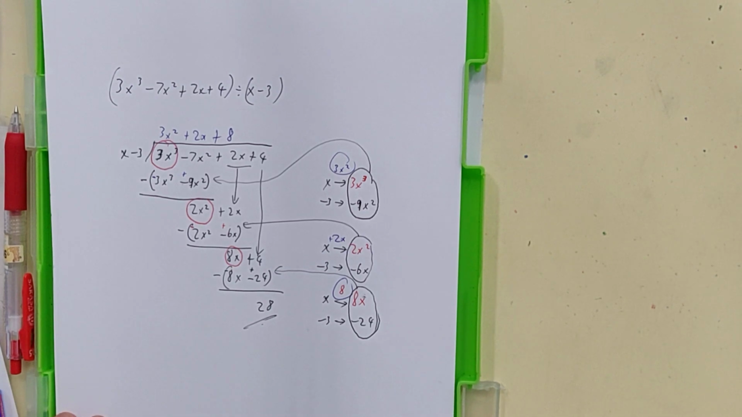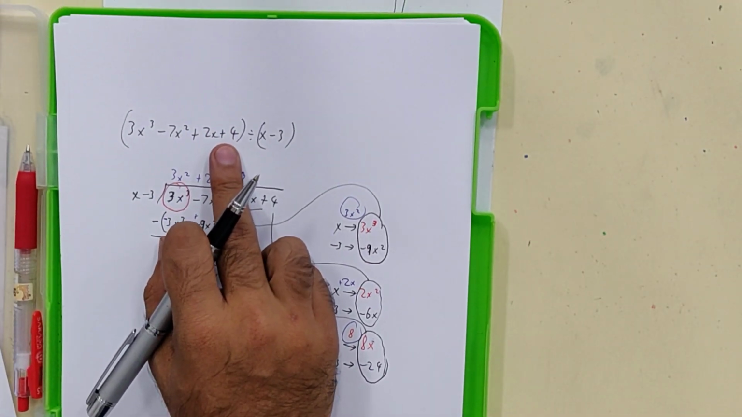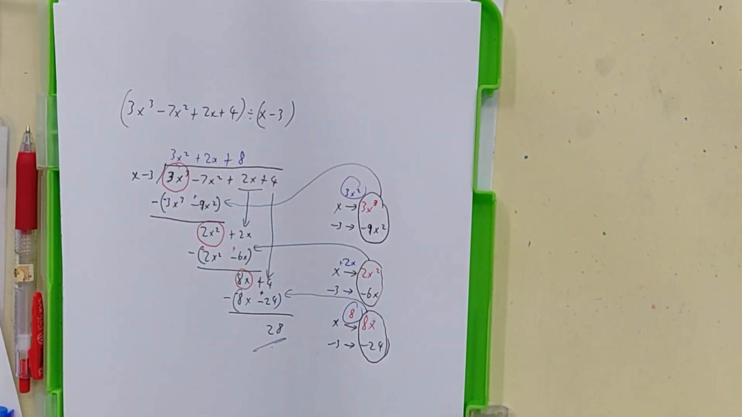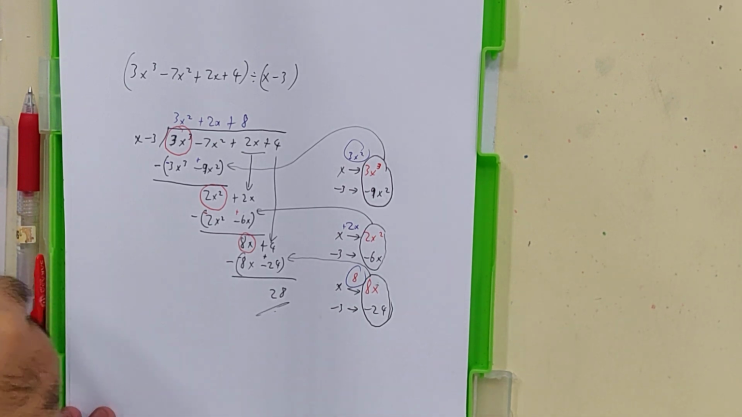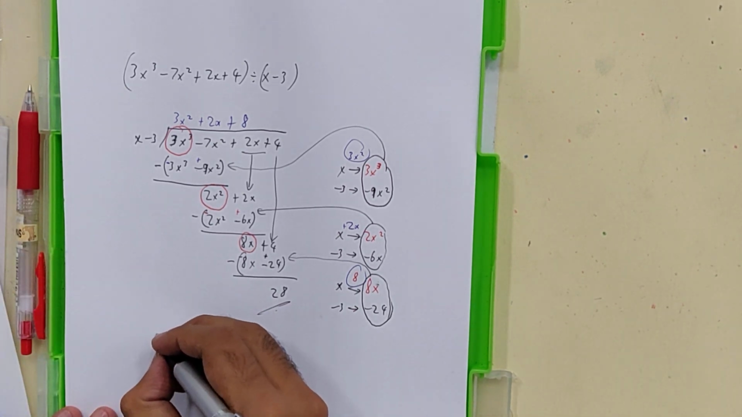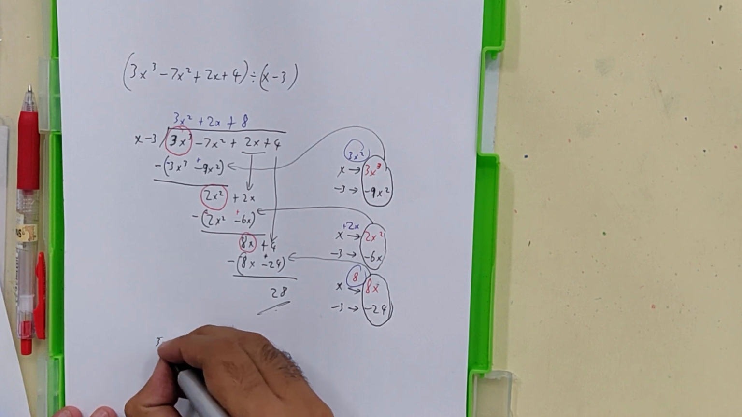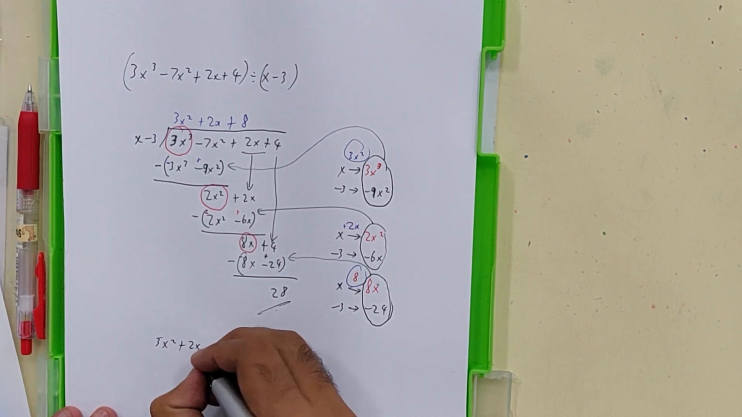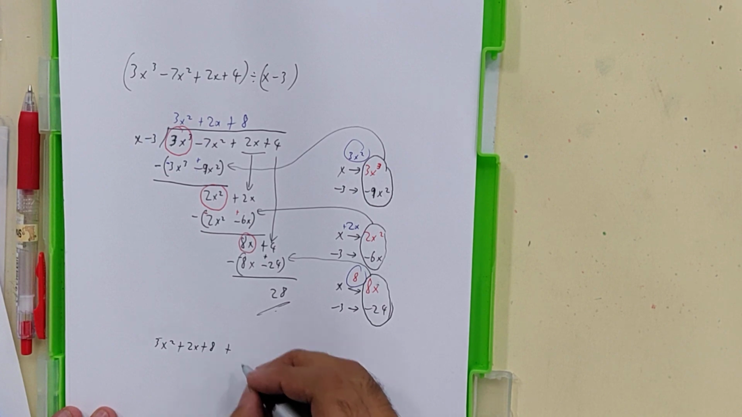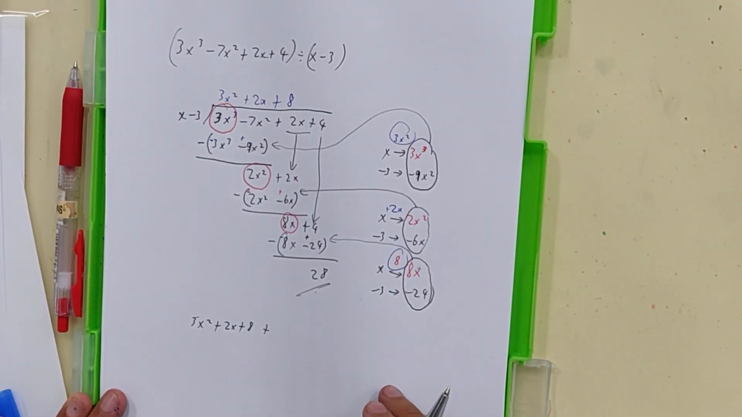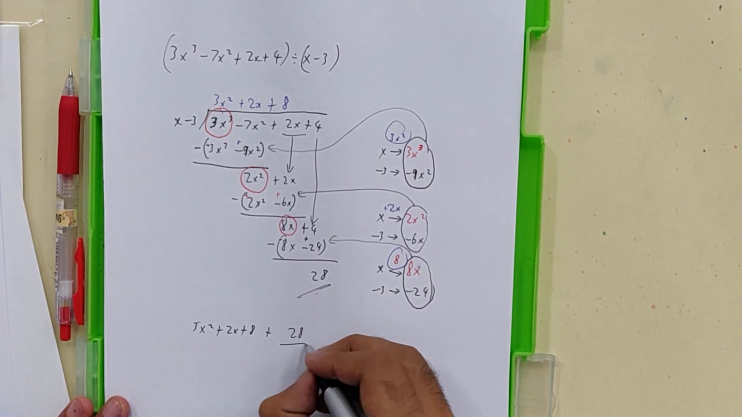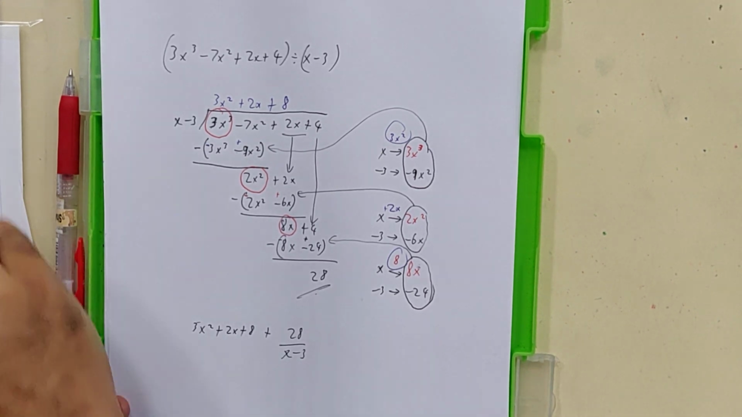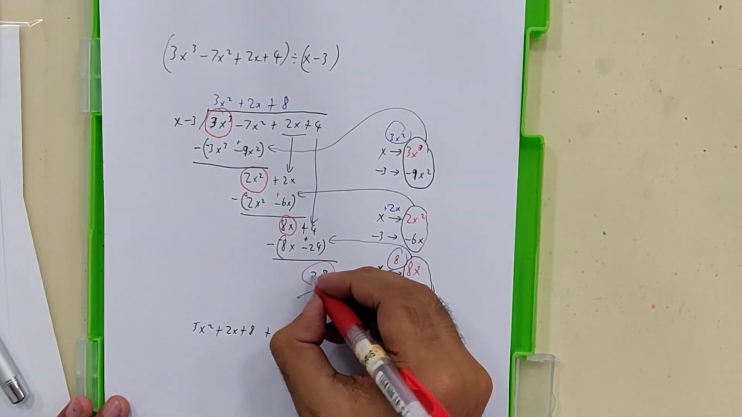So the things that we were given just now from this earlier equation, we're going to set our answers as, there are two ways for you to write down your answers. It's either 3x squared plus 2x plus 8, the thing at the top, plus 28 over x minus 3. This is your remainder.